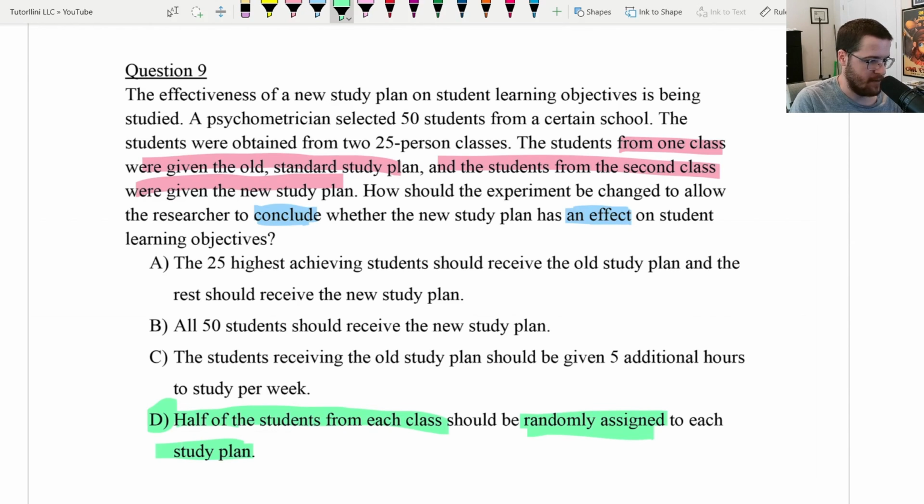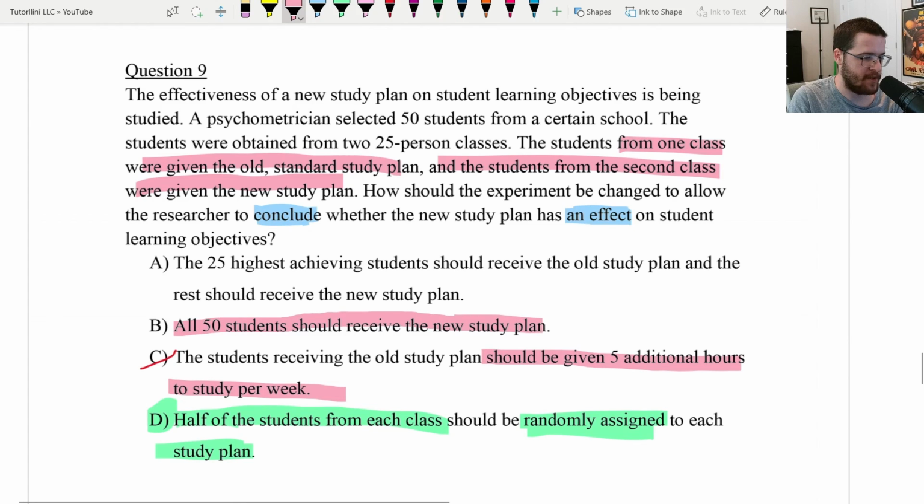Okay, let's talk about why some of the other ones are wrong. This is just irrelevant. They should be given 5 additional hours to study per week. That's actually going to skew the results. Maybe the extra study time would make the old study plan seem better when it's not. All 50 students should receive the new study plan. We talked about that. You need to have 2 or more treatments, so you have something to compare to, right? If you give everyone one treatment, there's no one to compare to. You need some kind of baseline at least to compare.